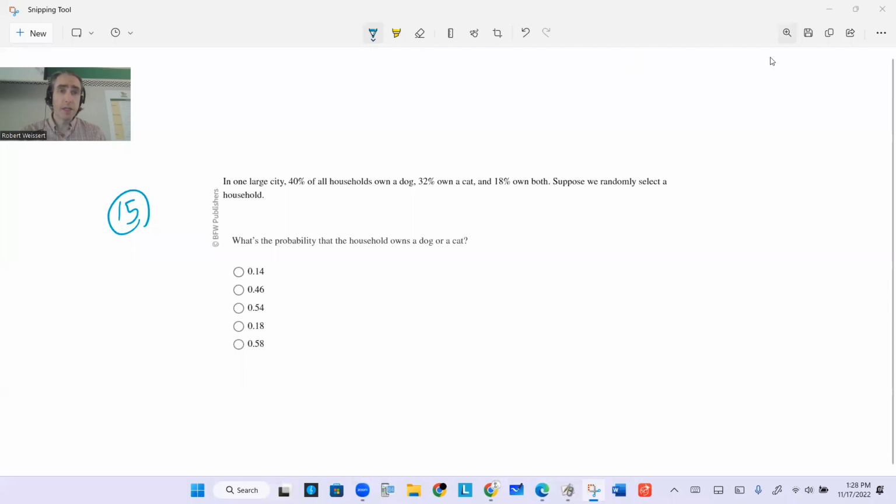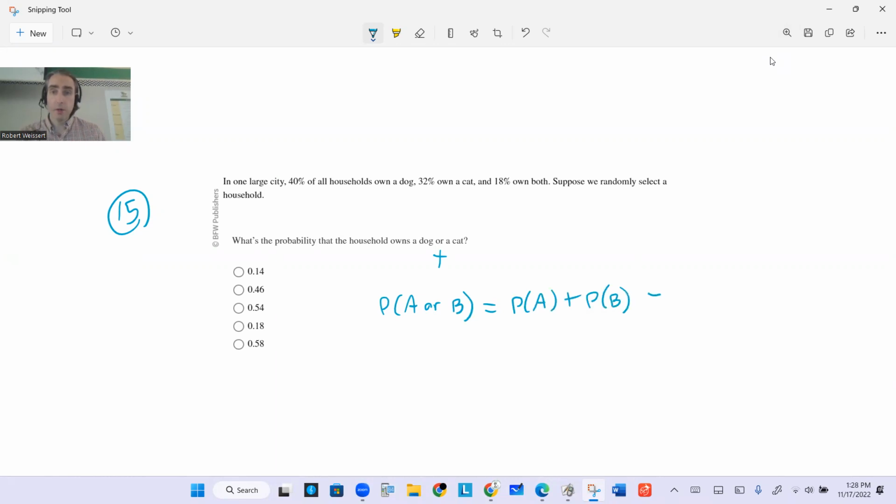All right, question 15. In one large city, 40% of all households own a dog, 32% own a cat, 18% own both. Suppose we randomly select a household. What's the probability that the household owns a dog or a cat? Again, or is going to be plus. But since these are not mutually exclusive, we're going to want to subtract the overlap. So we want to subtract where they have in common.